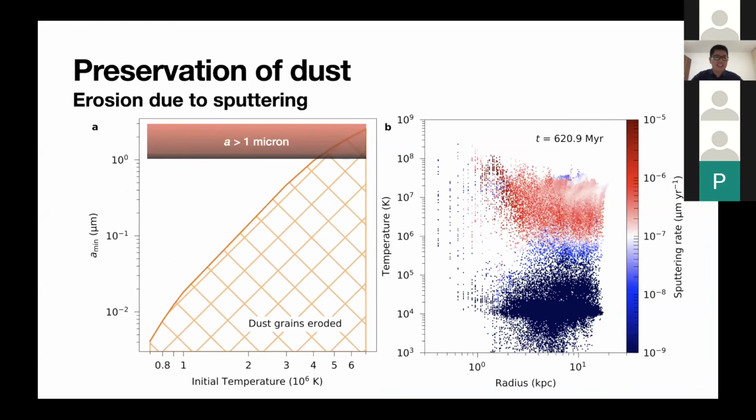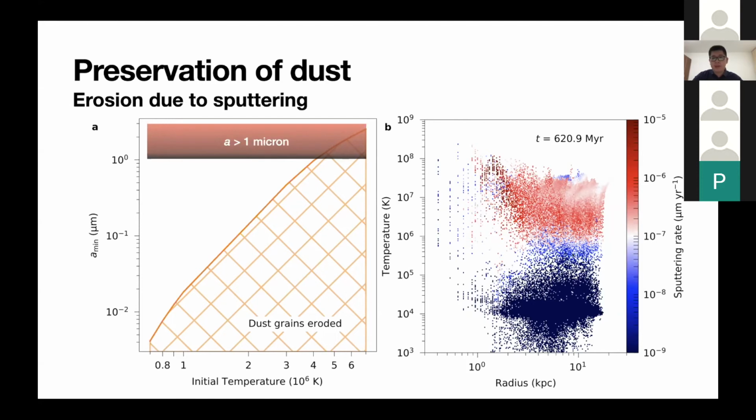So we looked at the dust sputtering inside our fiducial model of launching outflows from the center of the cluster, and here is a plot for the minimum dust size as a function of initial temperature of the outflows. We can see for dust size less than 1 micron, if your outflow temperature is less than 4 times 10 to the 6 Kelvin, there's a chance for the dust to survive in the outflows before it cools, right? Because these cooling are also rapidly happening.